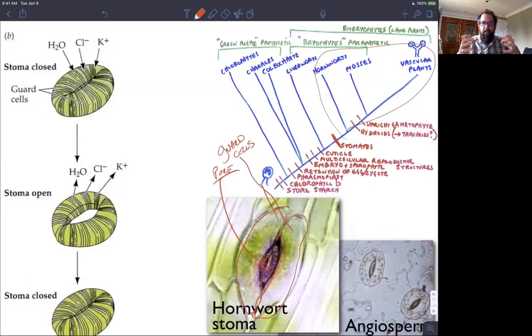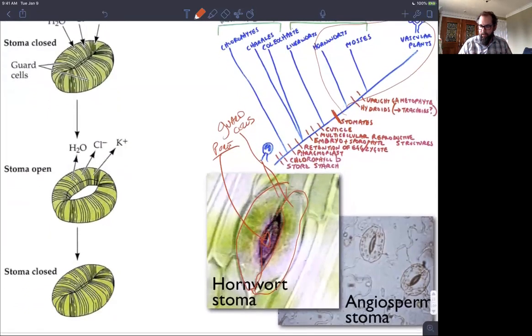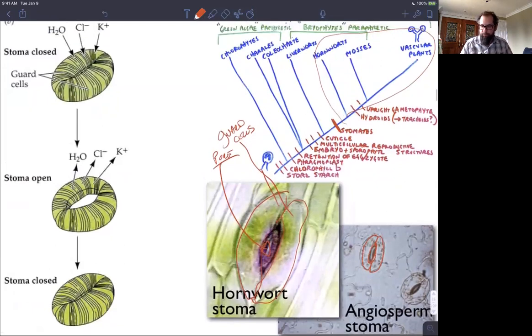And so both hornworts and angiosperms, as you see here, have stomata that are very similar to each other with those two guard cells and that pore making up those openings in the leaves. And so it's important they can actually open and close these dependent on availability of water. So they can open and close based on water availability.